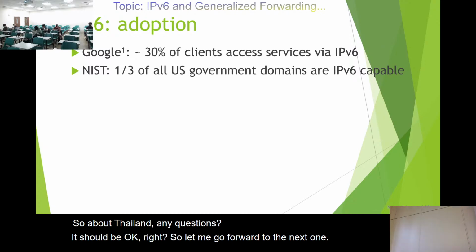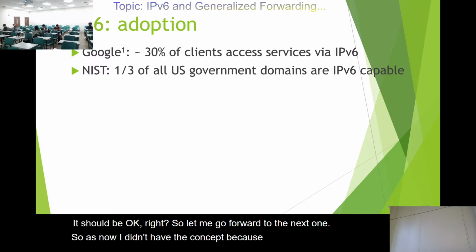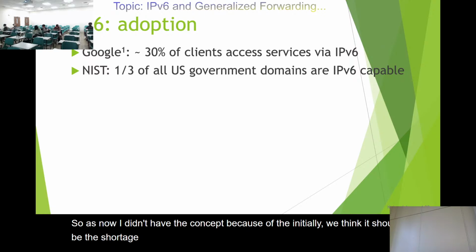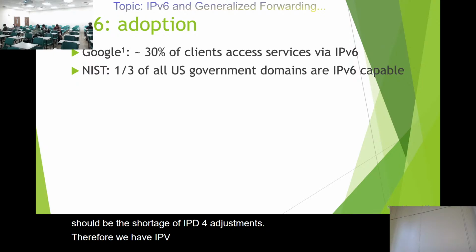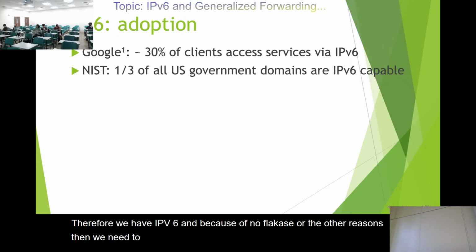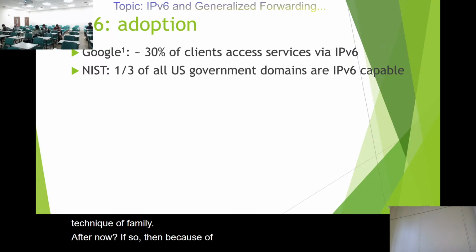Well, up to now, I didn't have the concept because initially we think it should be the shortage of IPv4 addresses. Therefore, we have IPv6. And because of no flag days or other reasons, we need IPv6 and IPv4 to coexist. So we should employ the technique of tunneling.